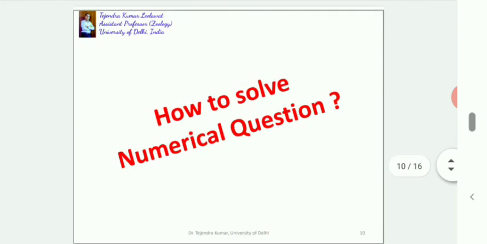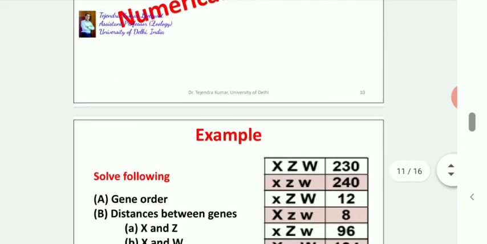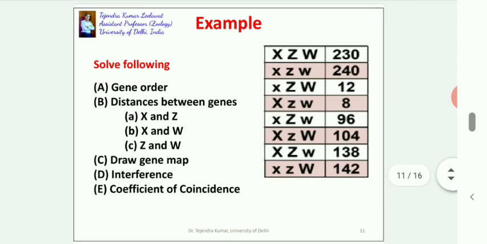So how to solve the numerical question? It is our main purpose. Coming to one example, I took an example. Here you can see what you have to identify. There are some questions. First, you have to identify the gene order, then determine the distance between the genes XZ, XW and ZW. The values are given in the table on the right side here.